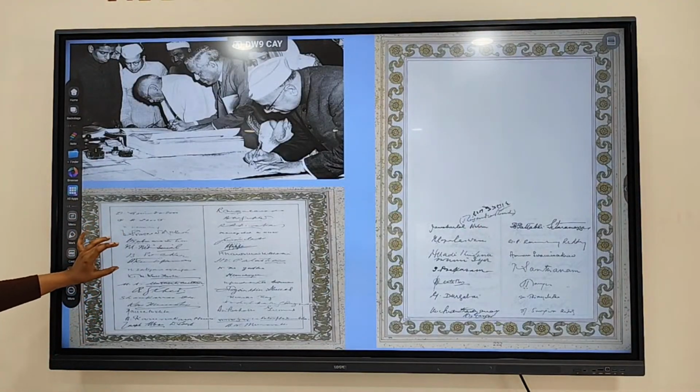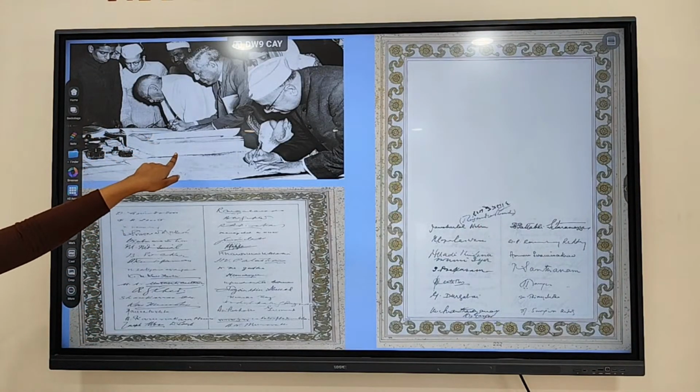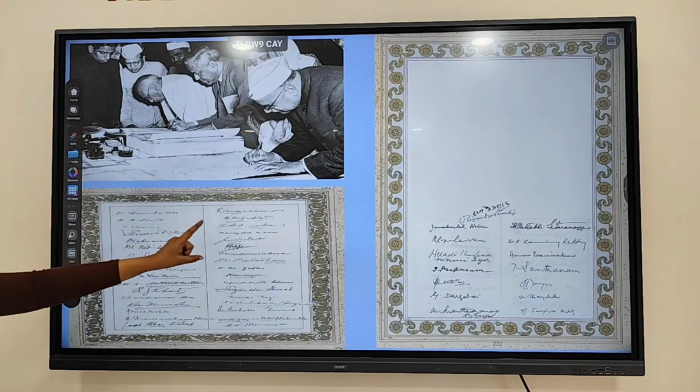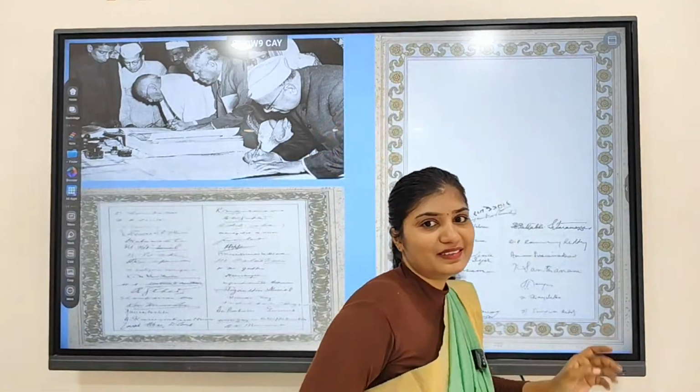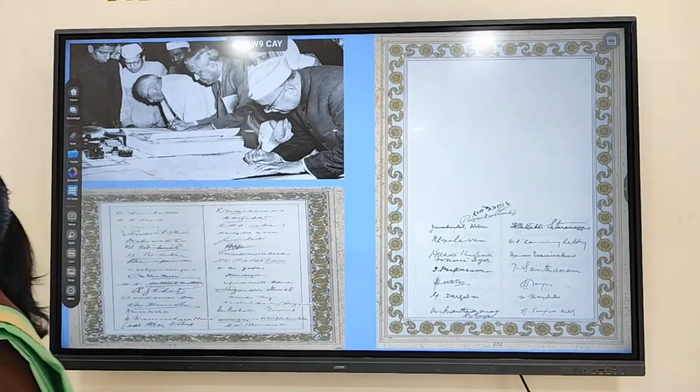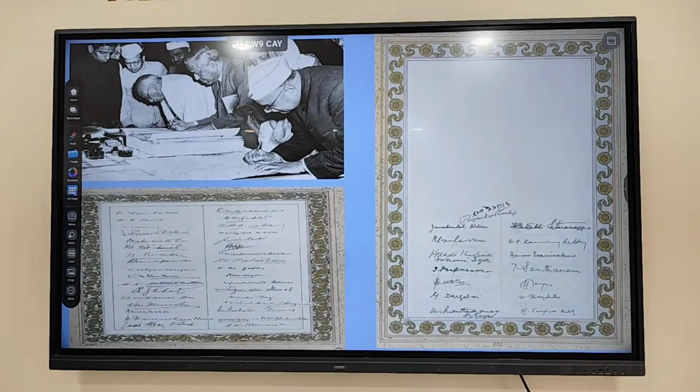See here. They are signing the constitution. And these are the signings they have done. Why that is not filled? Half of the page is not filled. Actually, that was the first page. Why they are not signed from here itself, starting itself? What might be the reason?